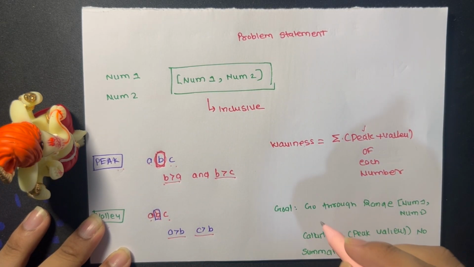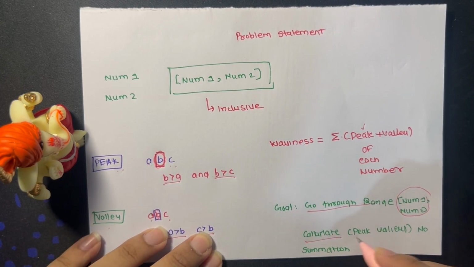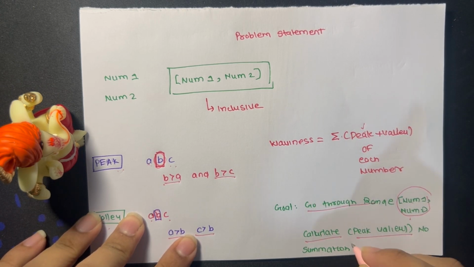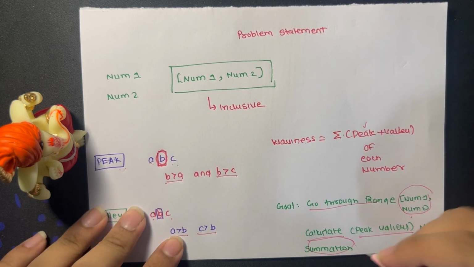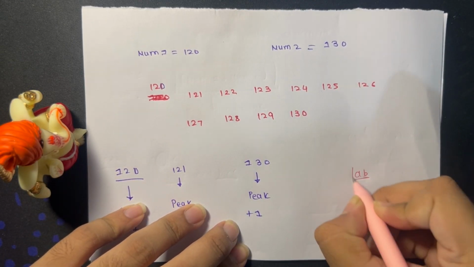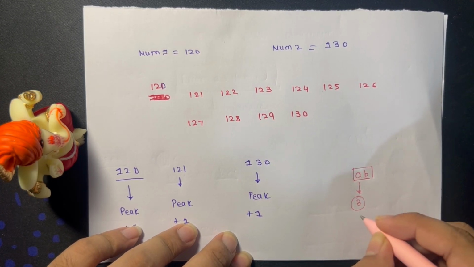What we need to do is go through the range of num1 and num2 and calculate the peak and valley of each and every number in this range. And finally return the summation of our calculations. One thing to note is if you have a two-digit number, you can't calculate the peak and valley, because we have seen that we need a three-digit number to calculate the peak and valley.